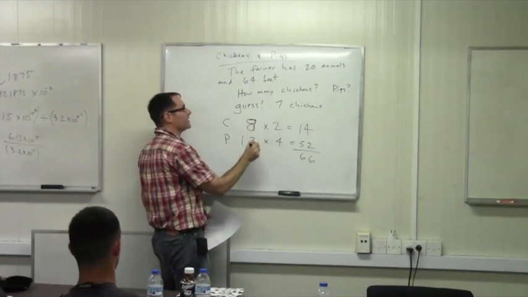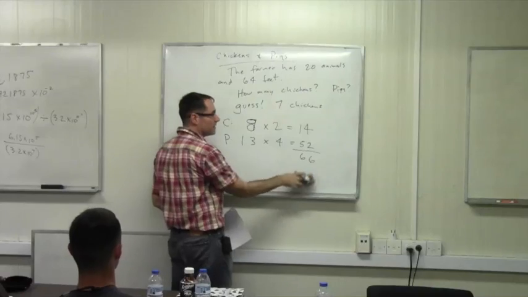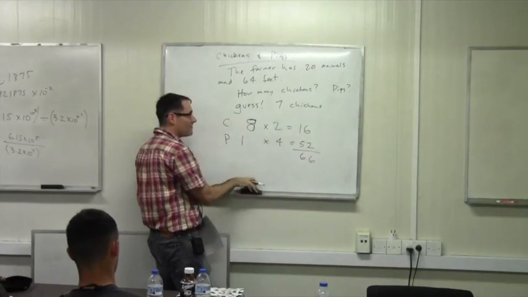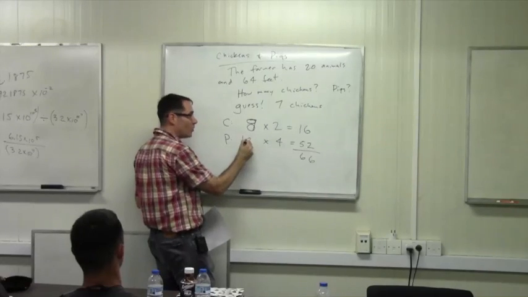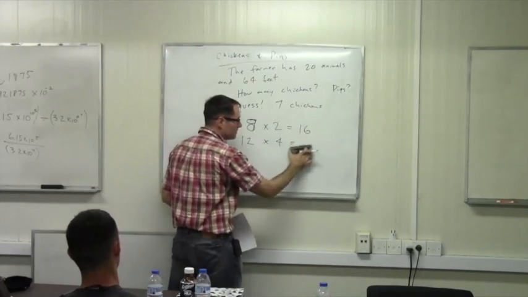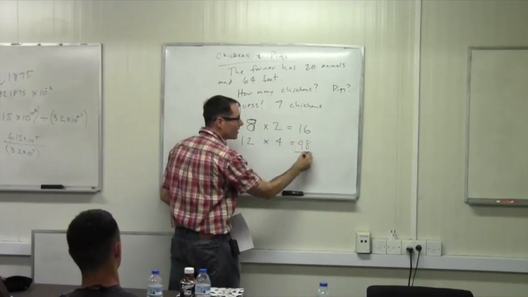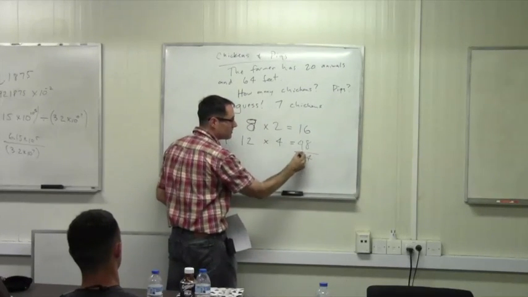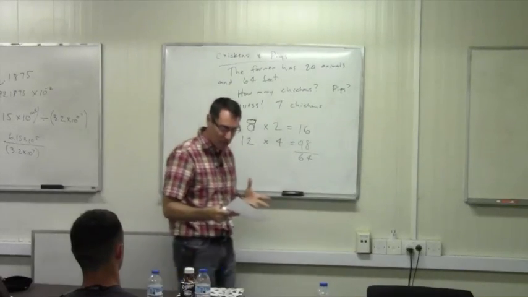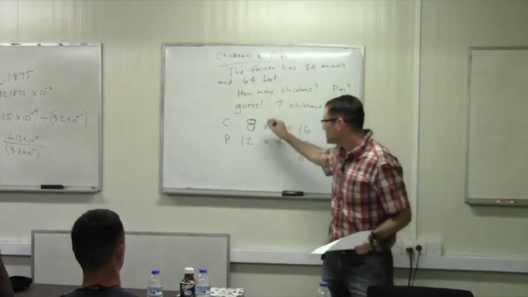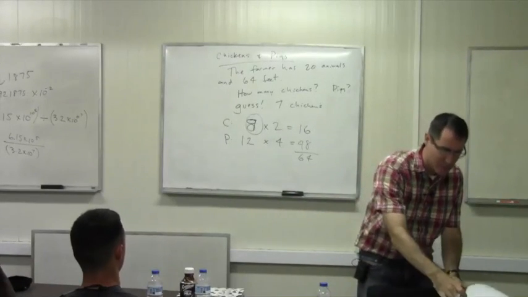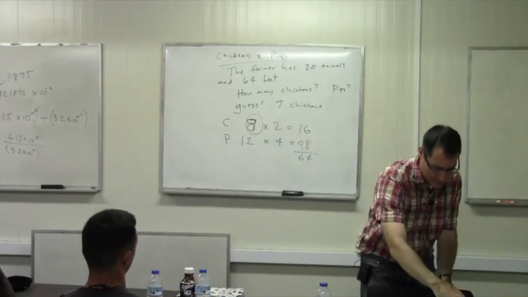8 chickens times 2 feet gives you 16 feet. So now we have how many pigs left over? 12, because there's got to be 20 total. 12 times 4 is 48 for a total of 64 feet. Done. Okay, that's one way to solve this problem. So he has 8 chickens and 12 pigs. Okay, do you see how that problem solving worked? We just guessed and then ran with it.